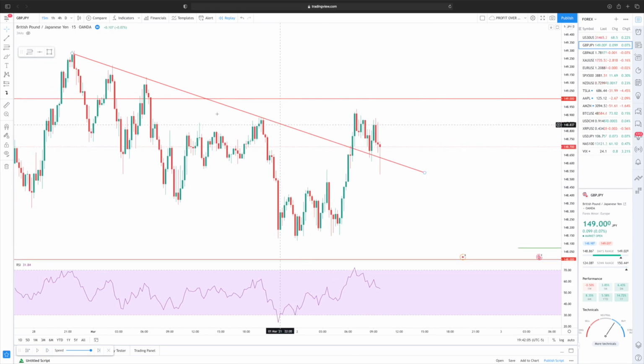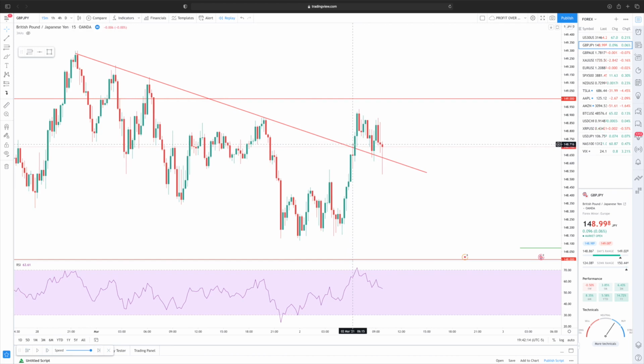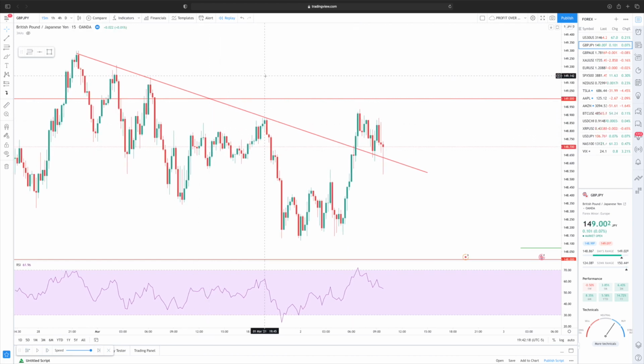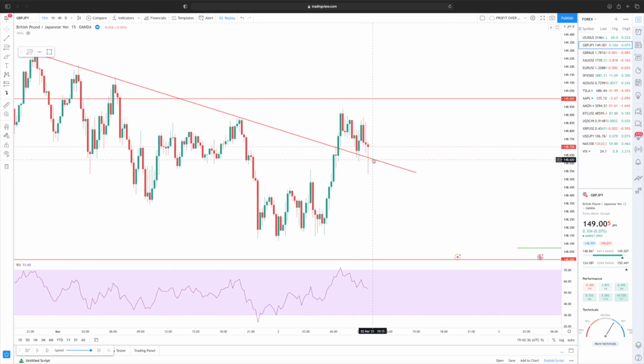So here we have the trend line going from the top all the way to the bottom. Finally, price broke above. Trend lines are kind of like support and resistance. When price breaks above resistance, that resistance now becomes support. When price breaks below support, that support now becomes resistance on the way up. So here, price actually broke above the trend line, making it support.